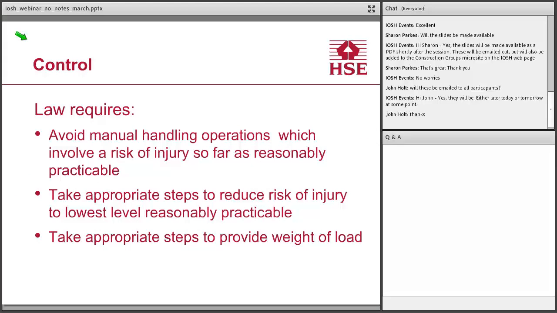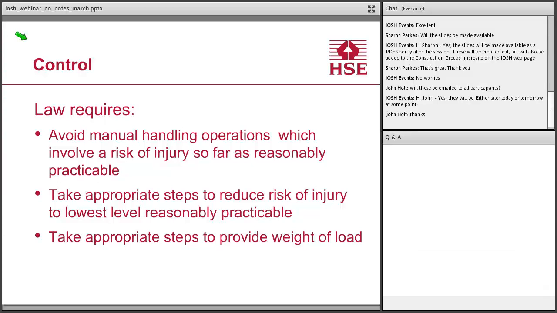Okay, moving on to control. This is the first and last time you'll hear me talk about law. So the Manual Handling Operations Regulations talk about avoiding manual handling, avoiding rather than eliminating, and then taking appropriate steps to reduce injury. So very slightly different to COSHH, noise, and the vibration risks.